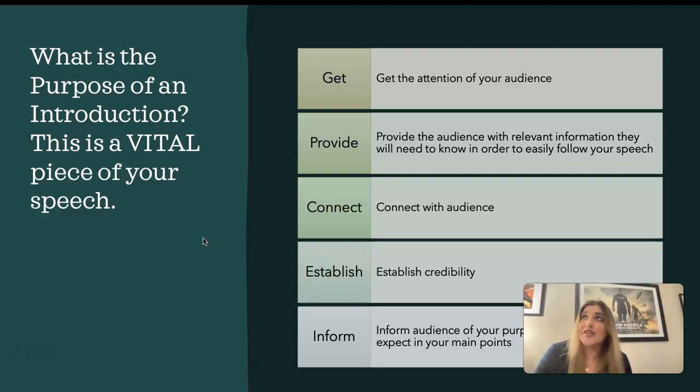Sorry, I thought I saw a spider for a second. I was like, is that a spider or a shadow? It's a shadow. But anyway, so you want to get people's attention.